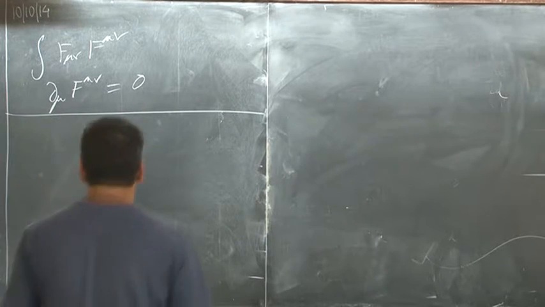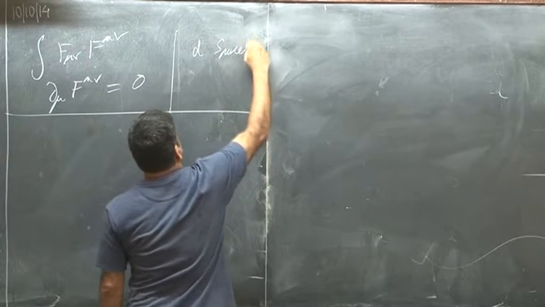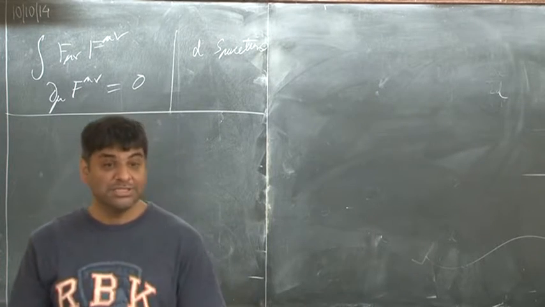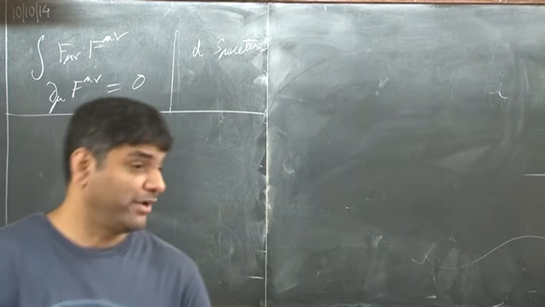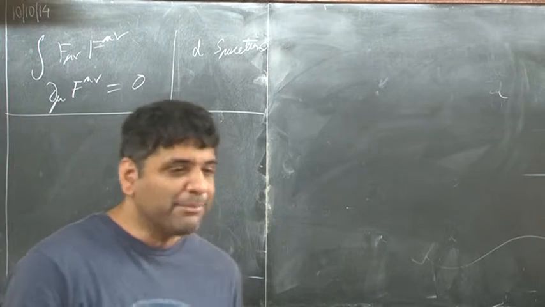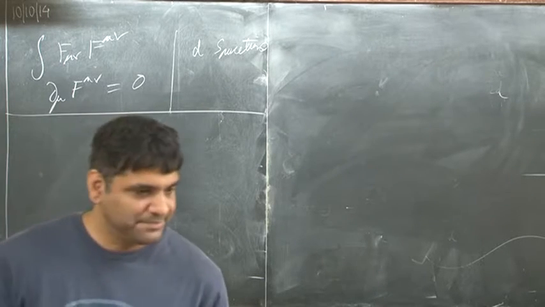Now, very naively, if we were in a D-dimensional space-time, you might guess that the answer was D, the number of fields. But of course, that's not the right answer. The right answer, as you know very well, is D minus 2. And I'm going to give you two or three different ways of understanding it.